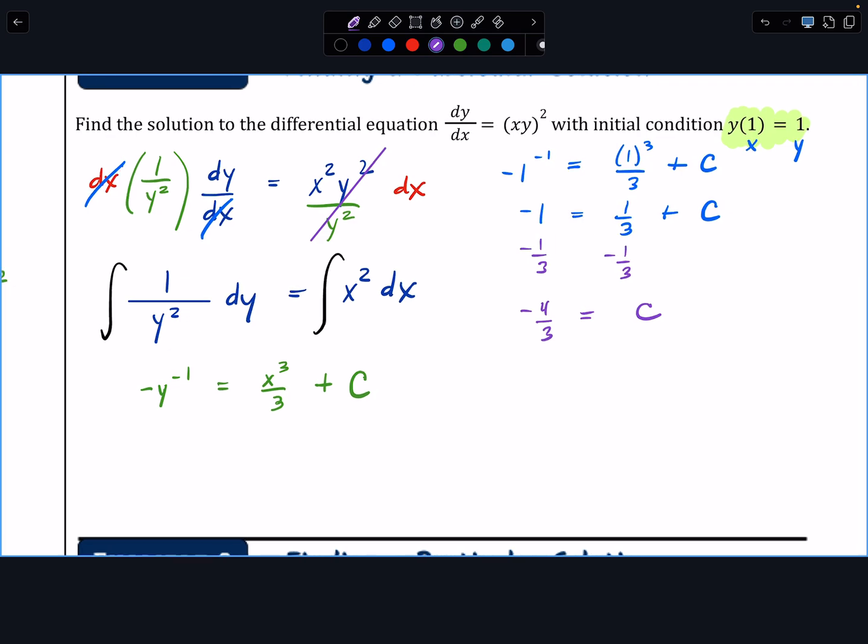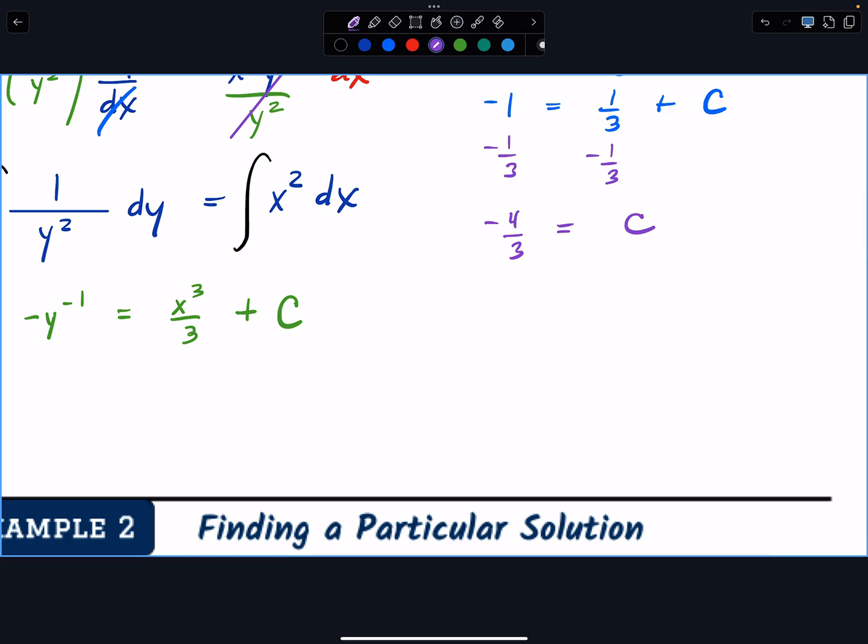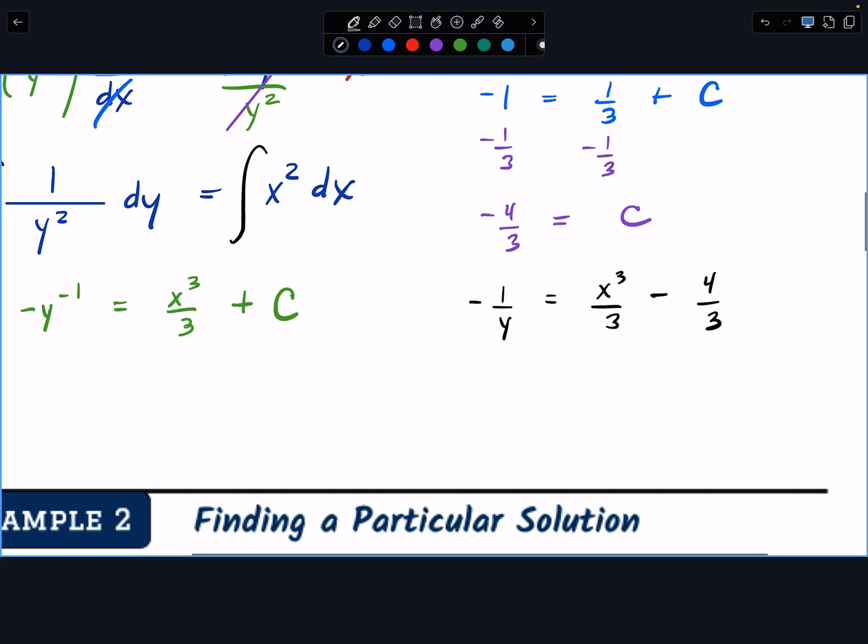Okay. Now I told you guys this is going to get harder, right? So this is where things get weird. Check this out. I know my c now, so I can rewrite this as negative 1 over y. So negative 1 over y, because it means the same thing, is equal to x cubed over 3 minus 4/3, excuse me. So do you guys see how these have the same denominator? So I could write this as negative 1 over y is equal to x cubed minus 4 all over 3.